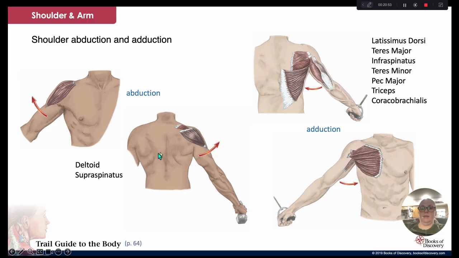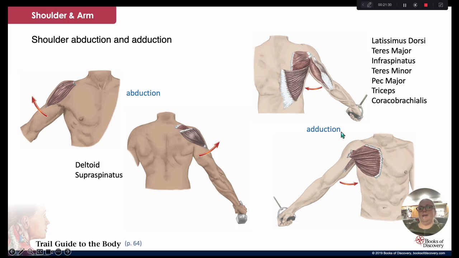So again, you'll notice a lot of times if a bone is moving up, that muscle tends to be above it. If it's moving down with gravity, it tends to be below the joint that is moving. Does that make sense? I hope so. So abduction, away from the body, we have an anterior and posterior view of abduction. That is going to be mainly your deltoid and a fun little rotator cuff muscle called the supraspinatus.